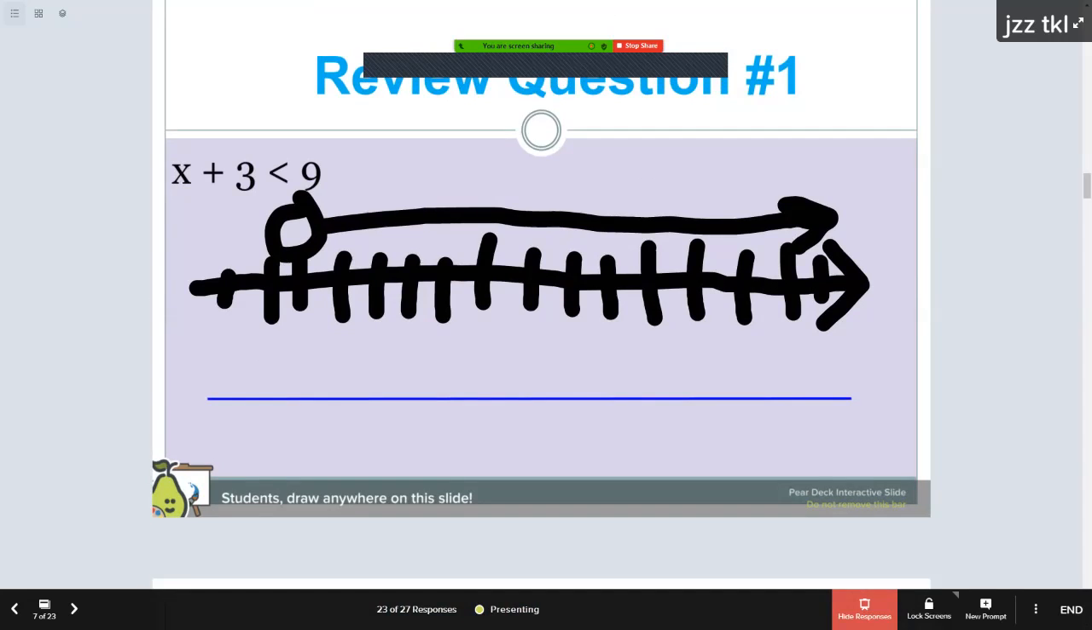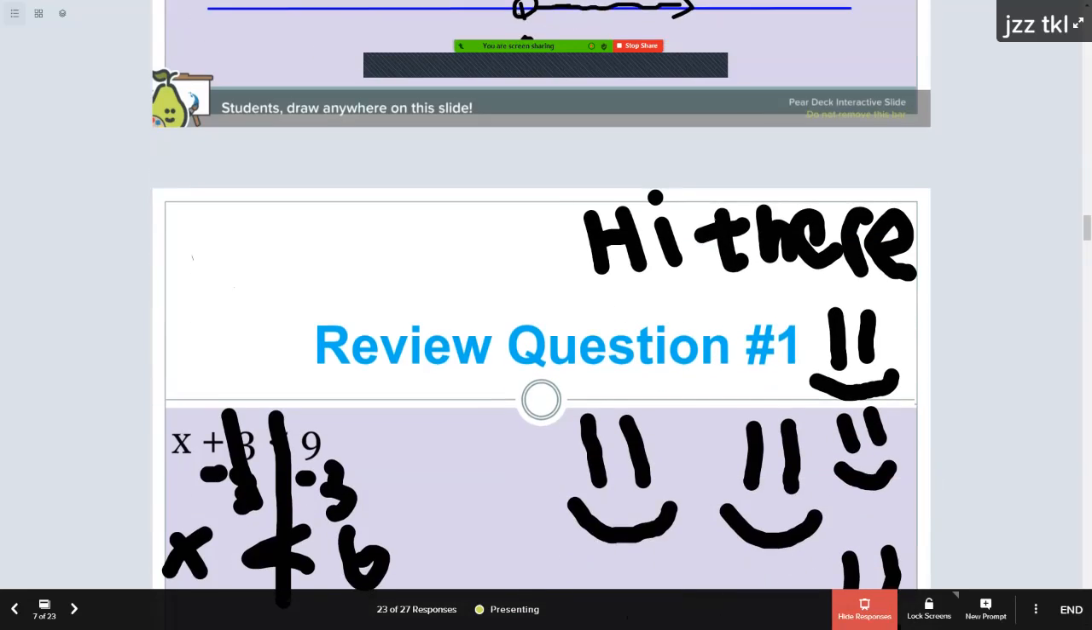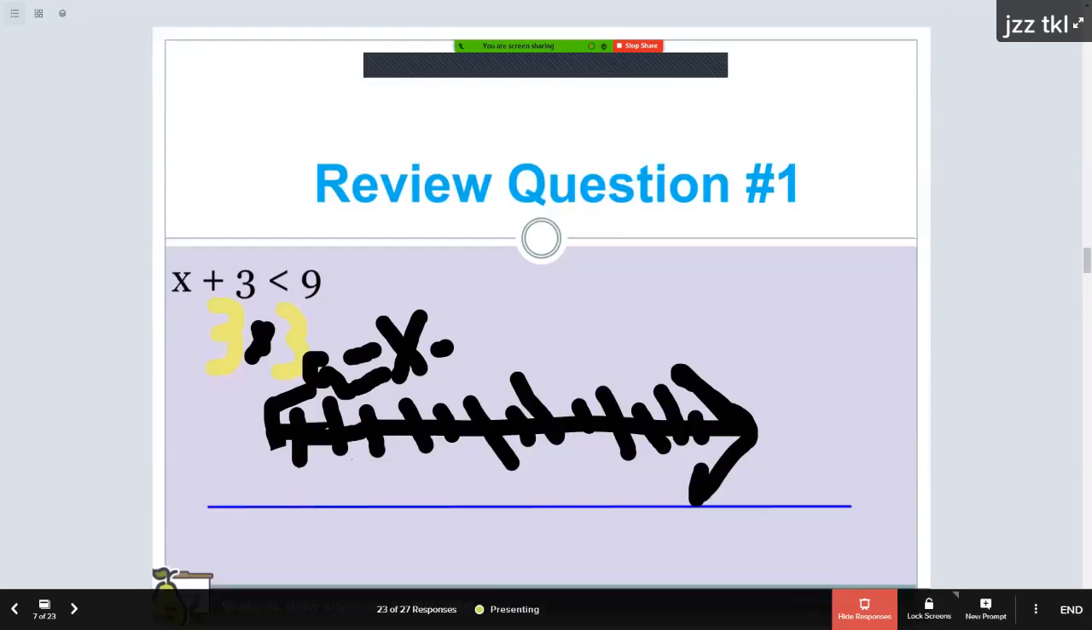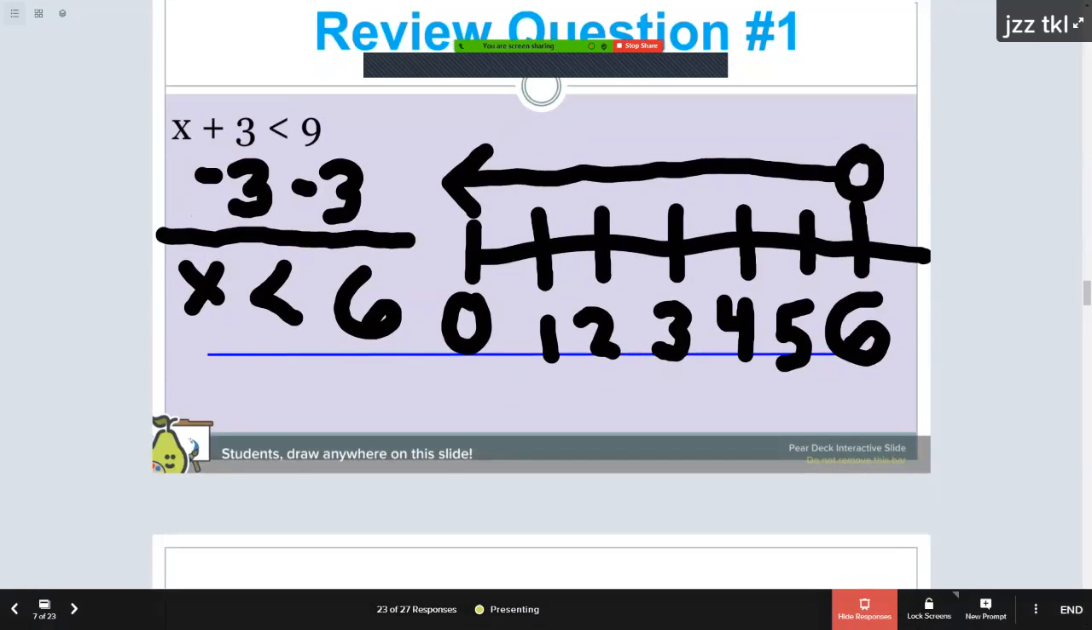When you make your own number line, you don't have to fill in all the numbers, but you at least got to give us the starting number. Otherwise, I have no idea where you think we should start. X is less than 6. And they started at 0. Make sure you're starting on the right number. Whatever number's over here after you get x by itself, that should be your first number. All right, -3. Okay, a little off there.